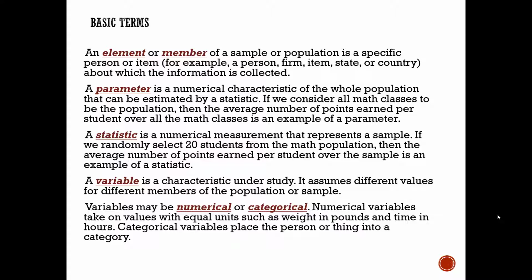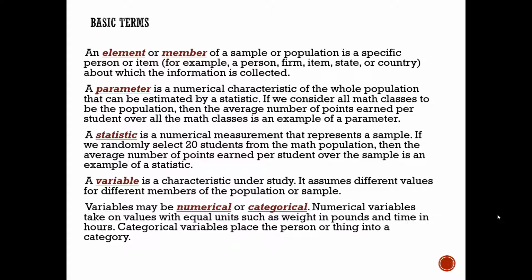A statistic, on the other hand, is basically the same thing as a parameter. It just deals with the sample data, though, instead of the population data. So if we randomly select 20 students and we look at the average number of points that each student earns over that sample, we call this a statistic, not a parameter. Those are two different terms. You're used to hearing the word statistic. Basically, you're used to looking at sample data. But parameter is the same thing, just dealing with the population.